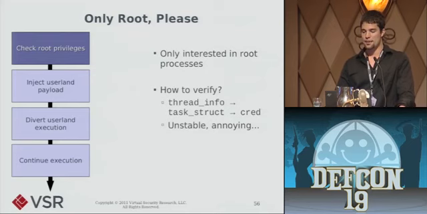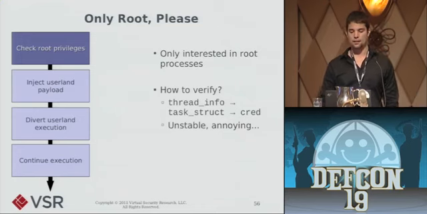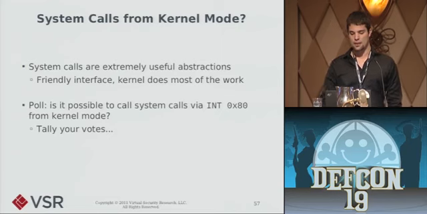So the challenge is, how do we check that this random process that we hijacked is a root-owned process? You could do this by following various pointers in metadata associated with that process. But each of these structures is unstable. They change a lot between different kernel versions. You'd have to do it heuristically, and it's a pain. It'd be really nice if we could just call getuid, because that's something we know and understand. It's a very simple interface that will immediately tell us what our user ID is.